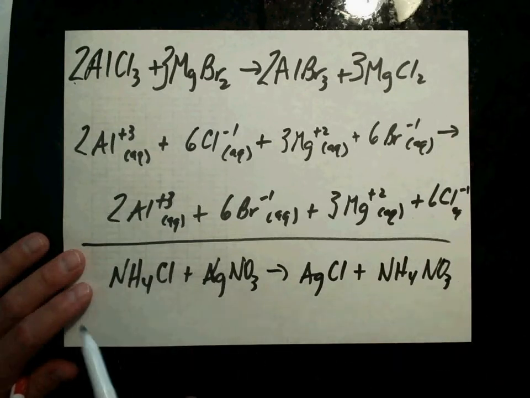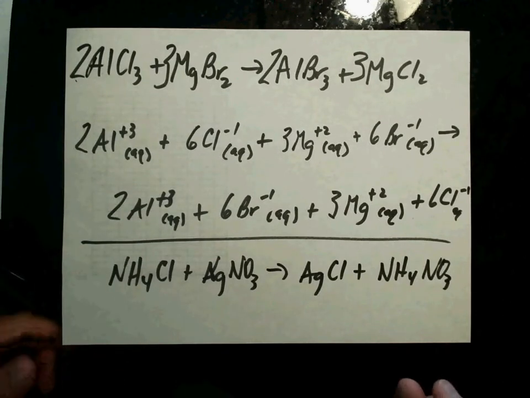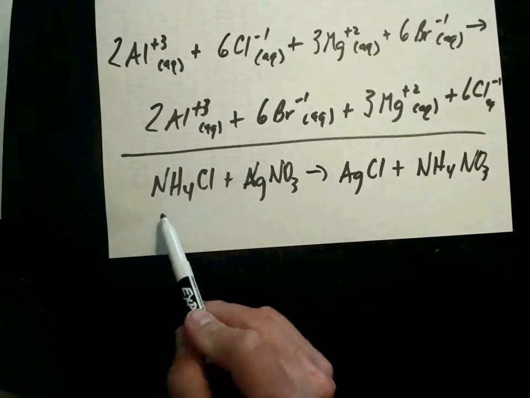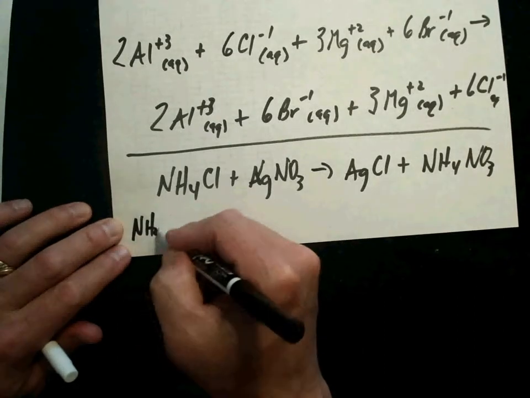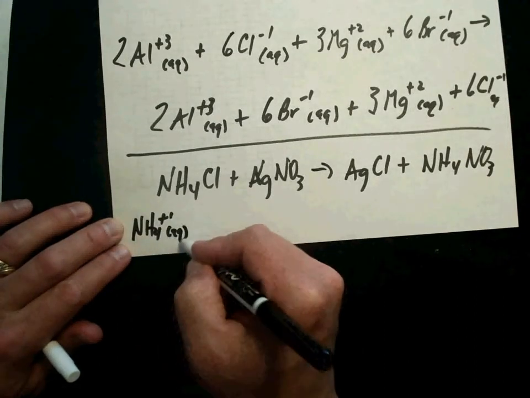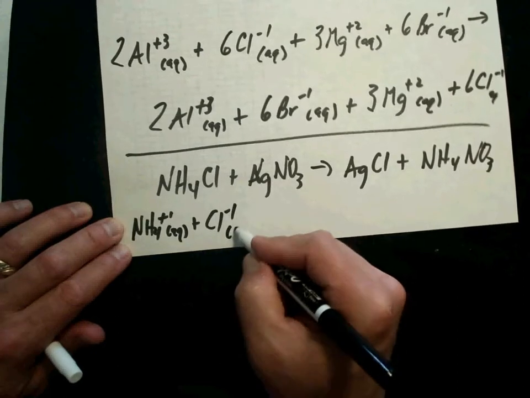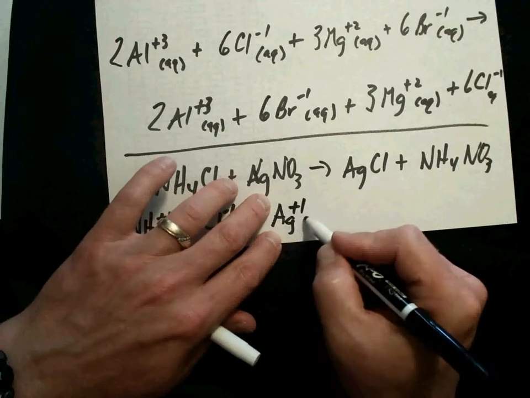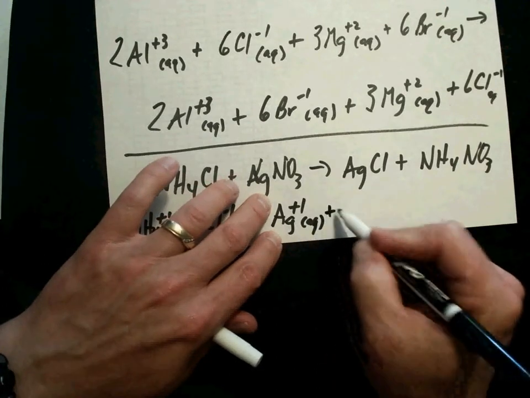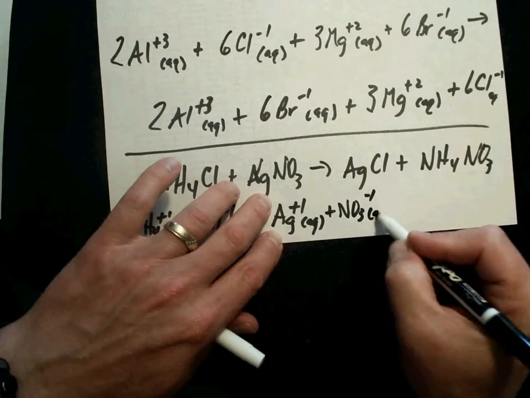So go ahead and write out the net ionic, pause the video. Okay, when you wrote that one out, you should have 1 NH4 plus ion plus 1 Cl minus ion. You write that real quick. So you're going to have 1 NH4 plus 1 aqueous. Make sure you write the aqueous every time. 1 chlorine aqueous. You're going to have 1 silver aqueous. You're going to have 1 NO3 minus 1 aqueous.